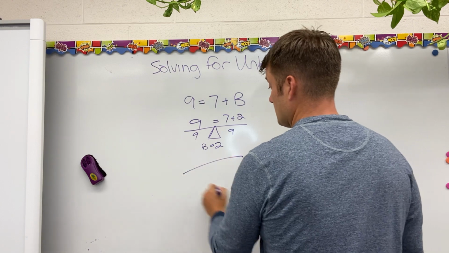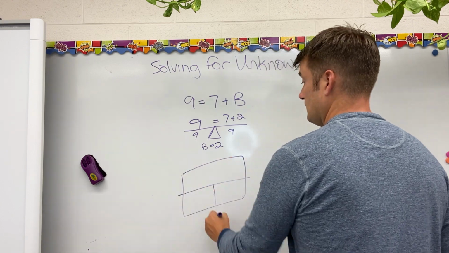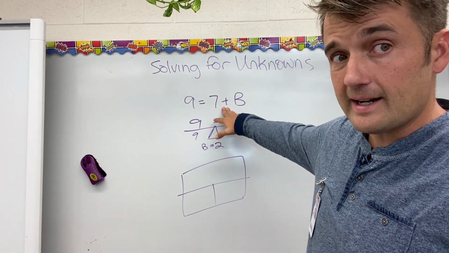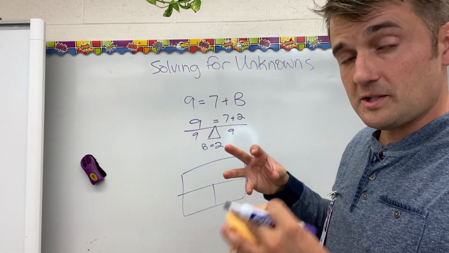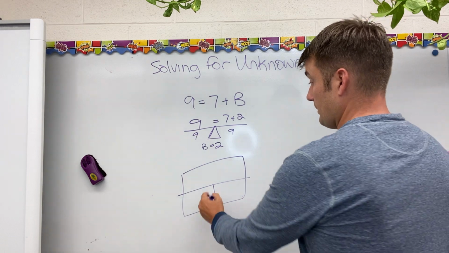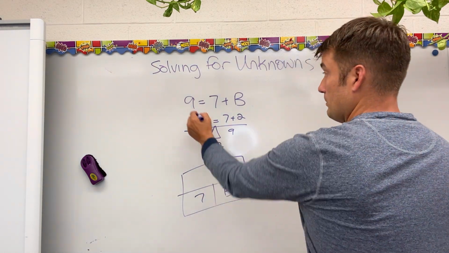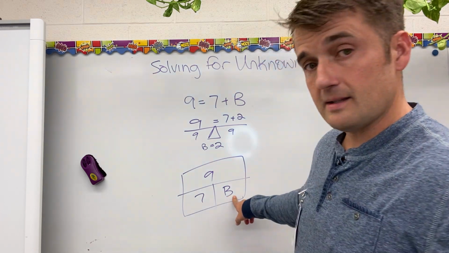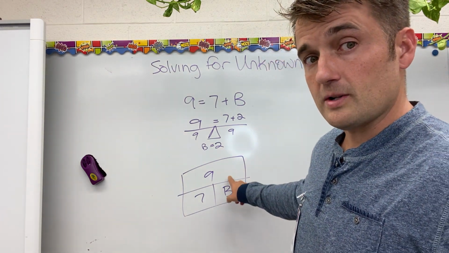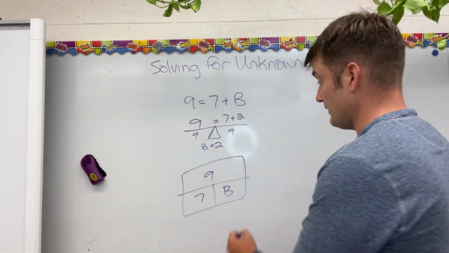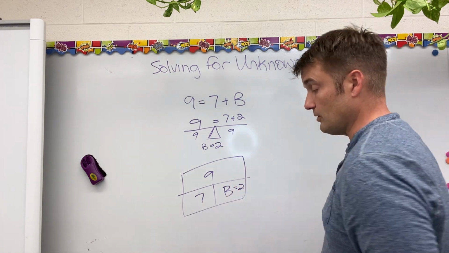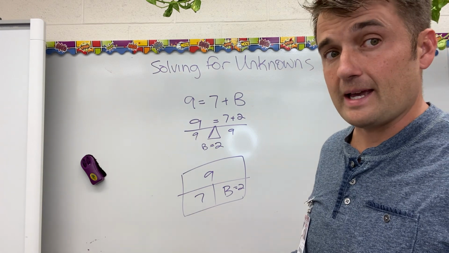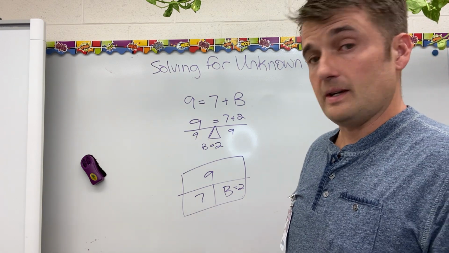Okay, parts in a whole style. Okay, I'm adding. Anytime you're adding, you're going to be adding parts. I'm adding parts, I'm making the total. If 7 and b are my parts and they make 9, then I can figure out that b has to be 2 for that to work. For 7 plus something to be 9, something has to be 2. Okay?